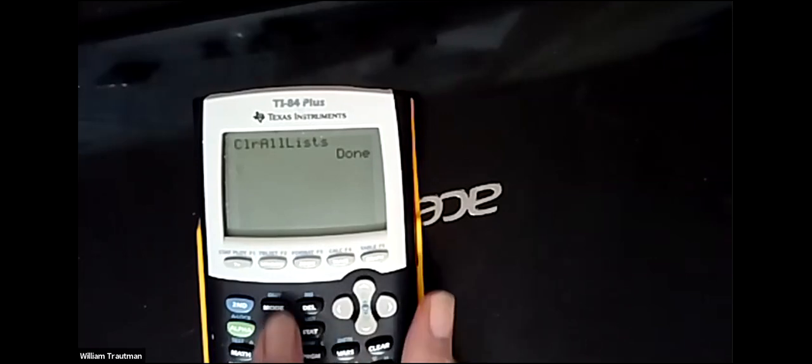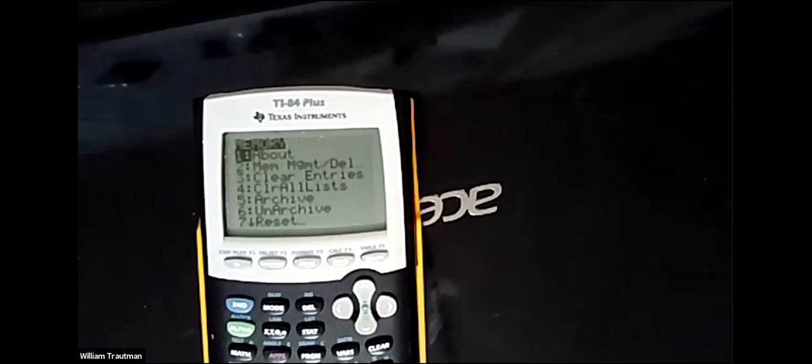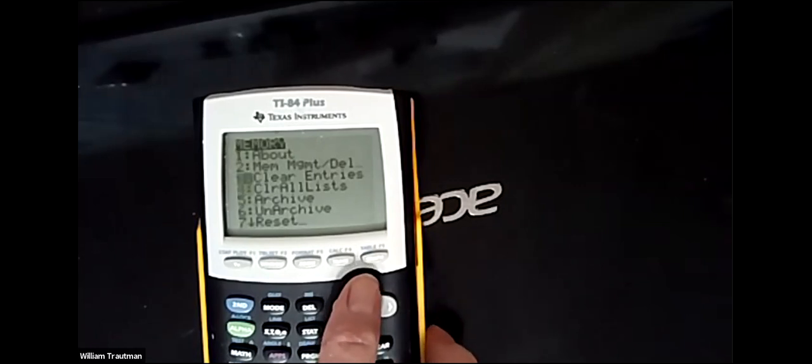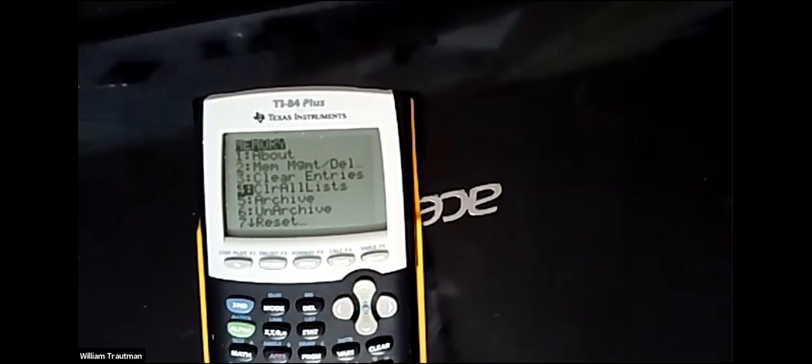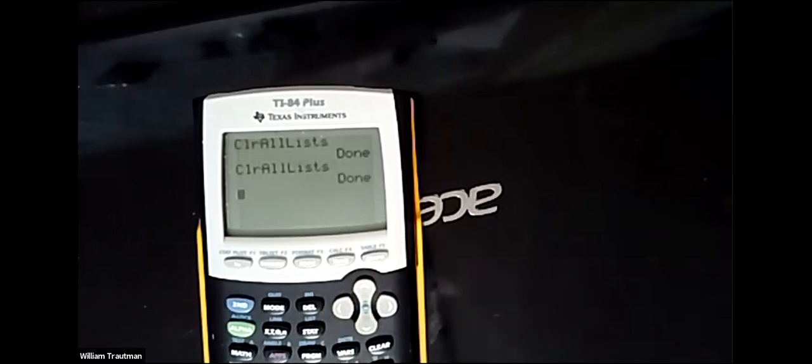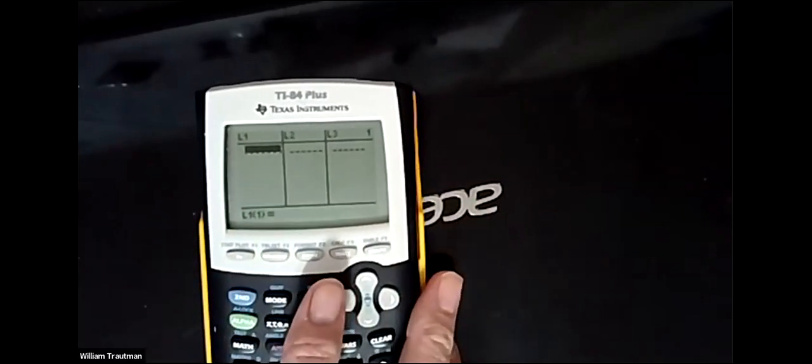Thank you. See, I just reset it to factory settings. But if you go to second memory, instead of resetting it to factory settings, you can just clear all entries or clear all lists right here. Hit enter and then enter again. Once it says done, then I go back to lists. They're all gone. Thank you.